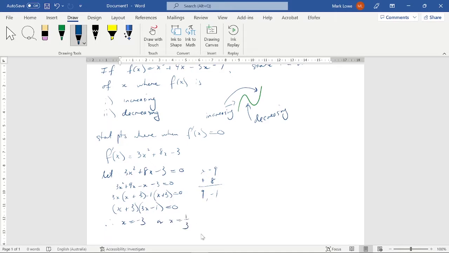And so we find our stationary points will occur when x is equal to negative 3 or positive 1/3.